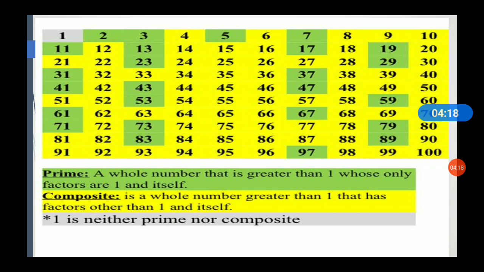As you have seen, the green colored numbers are prime numbers. That means they have only two factors, that is 1 and the number itself. But the yellow colored numbers are composite numbers and they have more than two factors. So you can make this chart at home.